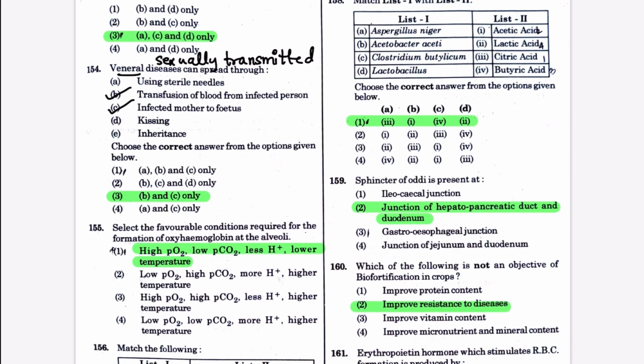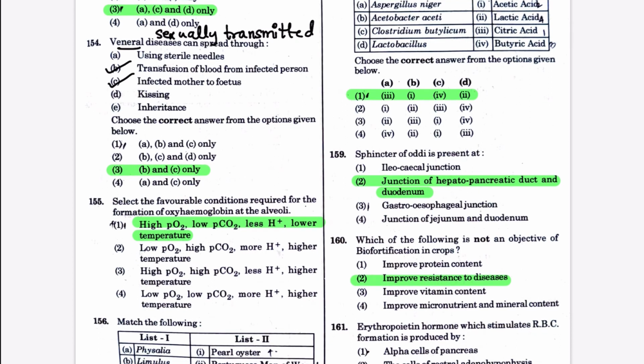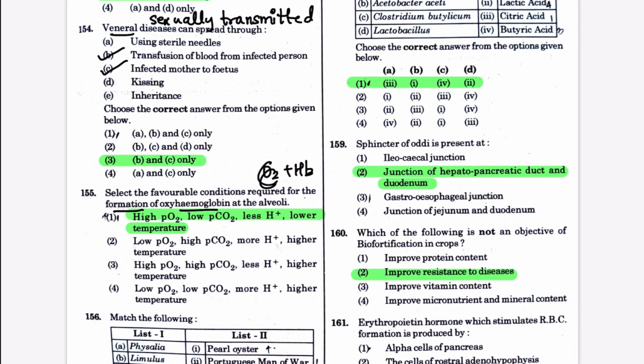So 155, they are asking you to select the favorable condition required for formation of oxyhemoglobin, which is association of oxygen and hemoglobin. So obviously if oxygen and hemoglobin has to associate, the oxygen must be more in amount, right? So high partial pressure of oxygen, low partial pressure of carbon dioxide, and with that you must have less hydrogen and less temperature also. So the option 1 is right.